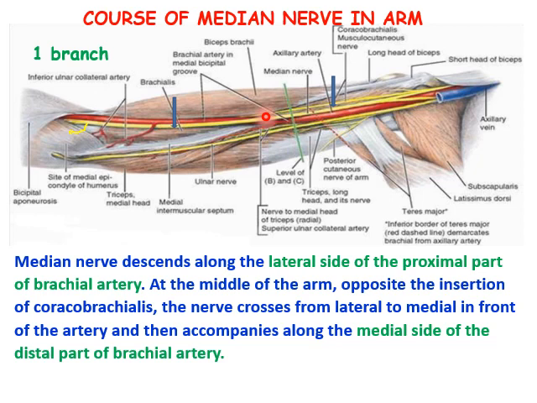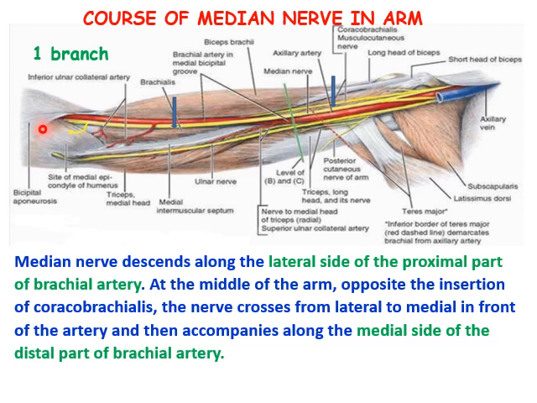At the middle of the arm, there are about 9 events that are occurring. So one of the events is the crossing of the median nerve from the lateral aspect to the medial aspect in front of the brachial artery opposite the insertion of the coracobrachialis muscle, and it descends on the medial aspect of the brachial artery and then enters into the cubital fossa.